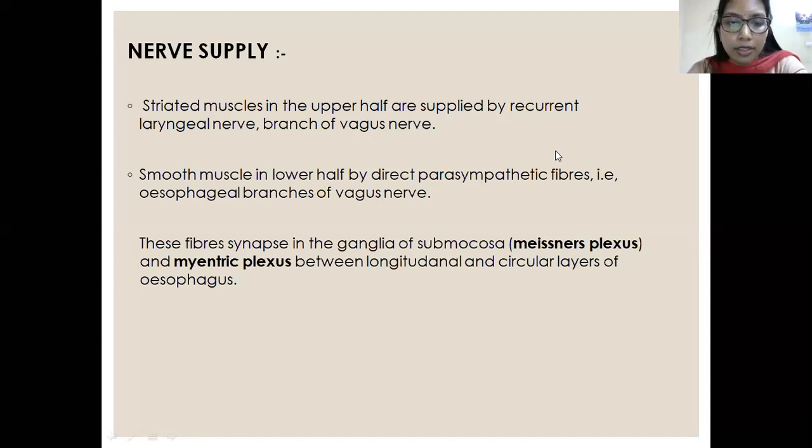So these fibers synapse in the ganglia of the submucosa. Submucosa is the second layer of the esophagus. This forms the Meissner's plexus. And when these synapses are present between the two layers of muscles of the muscular coat, then we call it a myenteric plexus. So there are two plexuses, Meissner's and myenteric plexus.